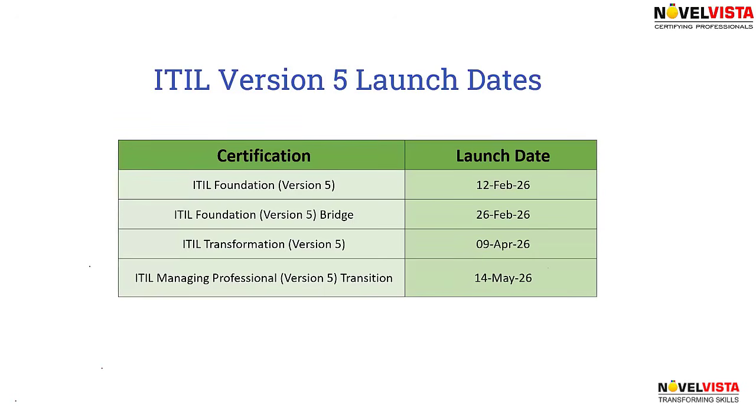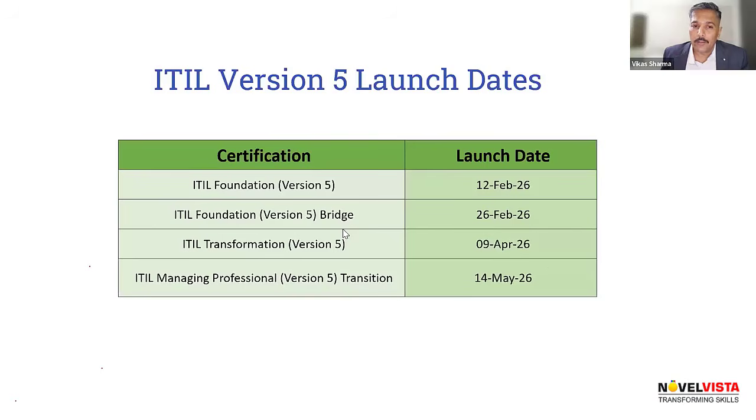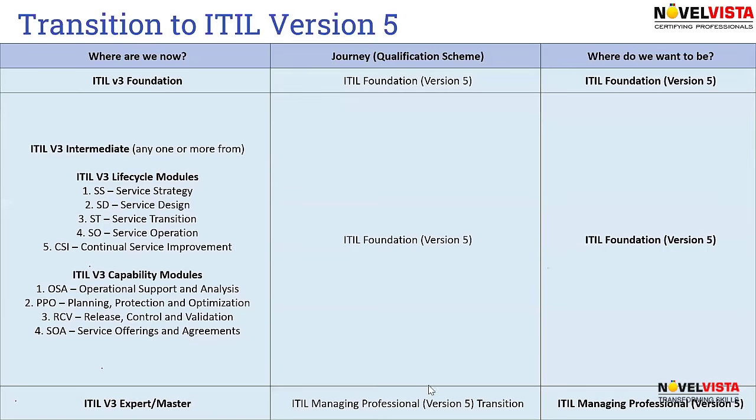What about 3 to 5? If I talk about 3 to 5, then you have to start from the foundation version 5. No, I mean, if it is V3 Expert, where does it start? Then you have to do the transition course, and that transition course will be coming in May. If you do that transition course, you will become V3 Expert to V5 Managing Professional. Okay. Great.